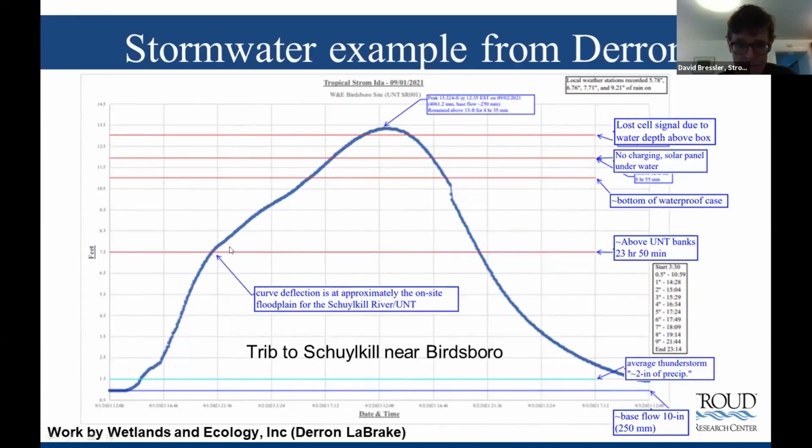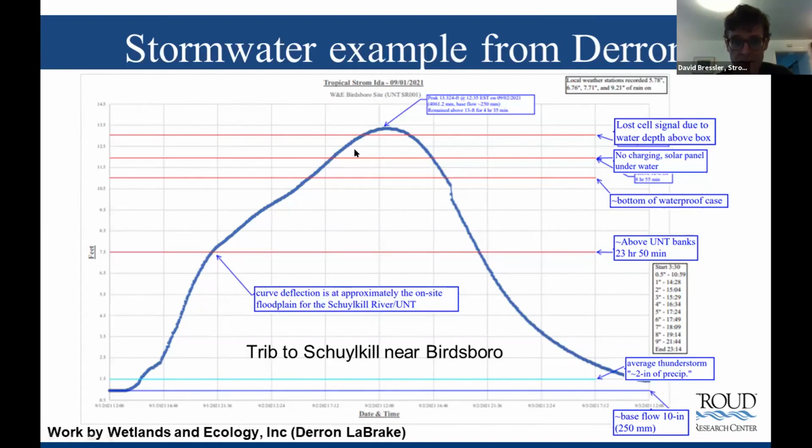But you can see here some interesting, this speaks more to just how these stations function and what the data can tell you. But here you can see this in this what Darren calls a curve deflection, where the stream went out over the banks. So this is the point. You can see there's a transition where the depth didn't go up as quickly after it went out over the banks. And then it comes up here. Here's where it hit the bottom of the waterproof case of the logger station, of the monitoring station. Here's where he noticed that there was no more charging going on because the solar panel got covered. And then here's where he noticed that the station stopped transmitting entirely when the entire box was covered by water.